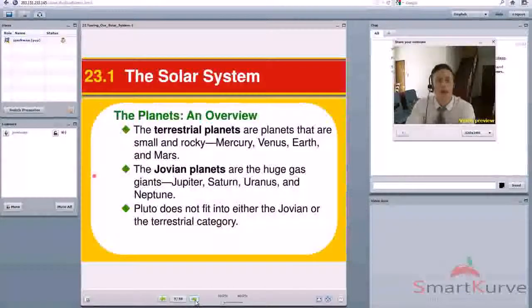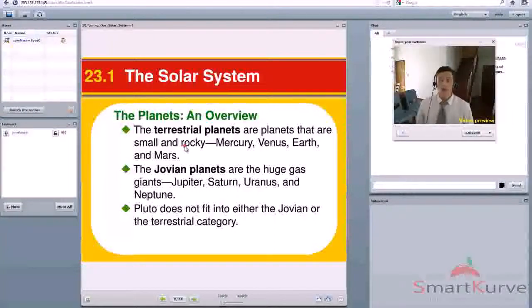So here on slide 5, we're going to take an overview of the planets. In the first bullet point there, the terrestrial planets. Now, terrestrial, that word comes from the Latin terre, which means earth or land. Go ahead and circle that. Yeah, terre, meaning earth or land. So these are the planets that are rocky and relatively small. That would be Mercury, Venus, Earth, and Mars. These, of course, are the 4 closest planets to the sun.